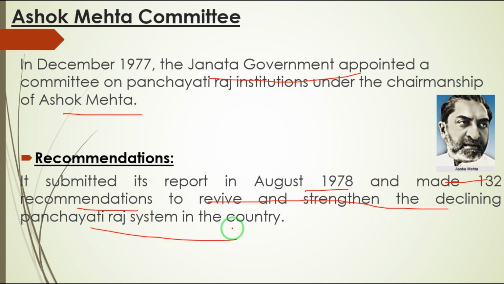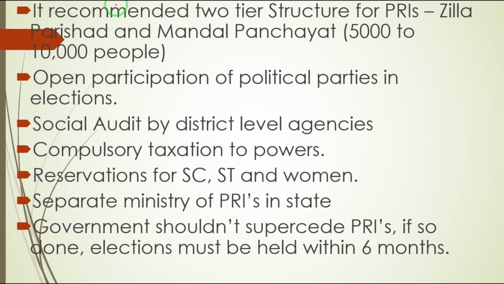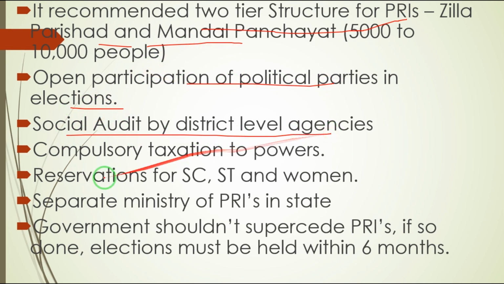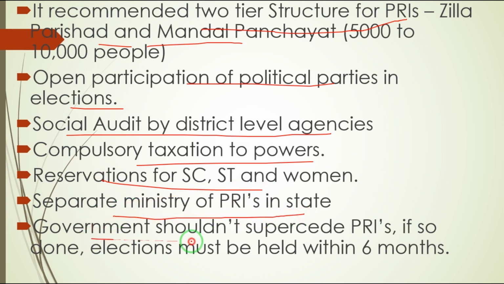Its recommendations included a two-tier structure for PRIs, Zilla Parishad and Mandal Parishad, open participation of political parties in elections of PRIs, social audit by district level agencies, compulsory taxation powers, reservation for SCs, STs and women, and a separate ministry of PRIs in the state. Government should not supersede PRIs. If so done, elections must be held within 6 months.